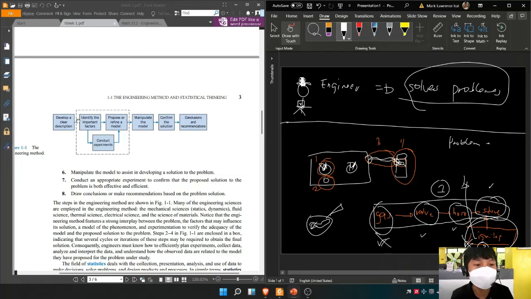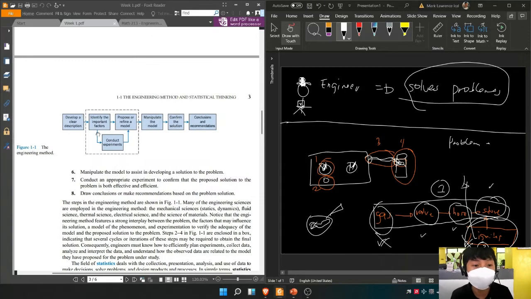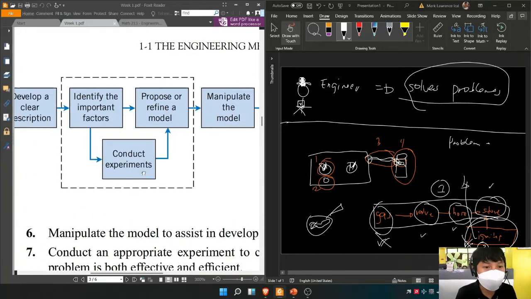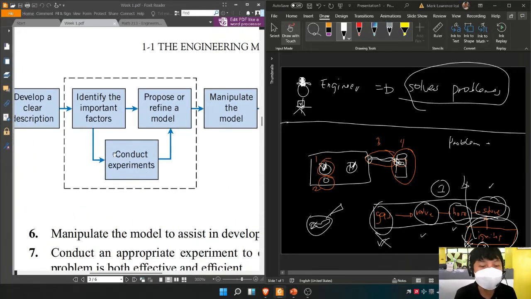Okay. So this is the engineering problem solving method. So first one is to develop a clear description. Again, the problem is there's no fire coming out of the stove, and these are the 3 key elements. Now we're going to highlight on these 3. So these 3 are basically the essence of STAT. You identify the factors, you propose or refine a model, you conduct experiments. So that's the engineering way.